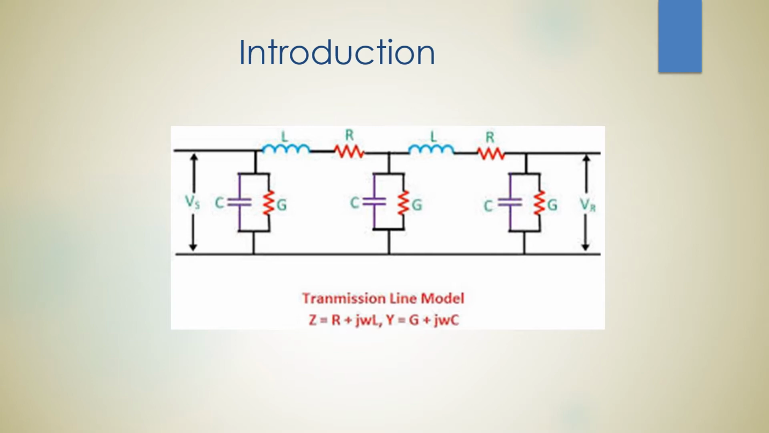Vs is the sending end voltage and Vr is the receiving end voltage, that means the load side voltage. Vs is the generator side voltage. Z is equal to R plus j omega L, which is the impedance, and Y is the admittance, G plus j omega C. G is the conductance and omega C is the capacitive susceptance, and omega L is the inductive reactance.